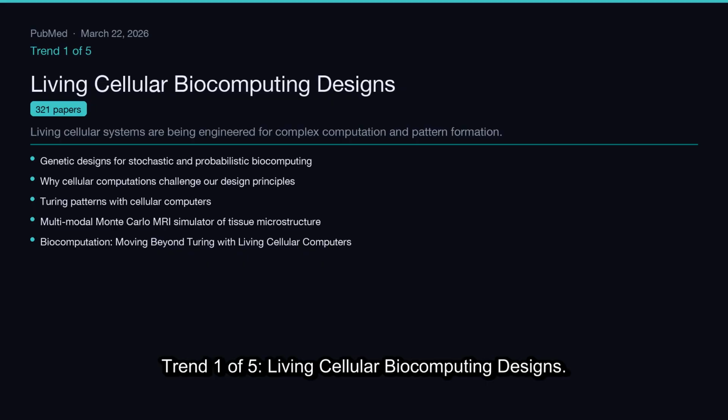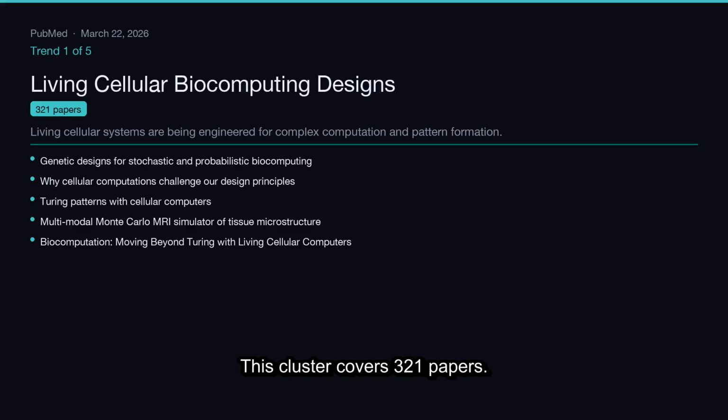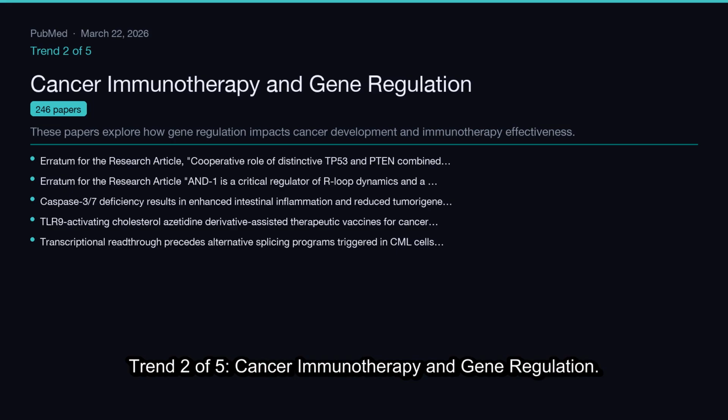Trend 1 of 5. Living cellular biocomputing designs. Living cellular systems are being engineered for complex computation and pattern formation. This cluster covers 321 papers. Representative work includes genetic designs for stochastic and probabilistic biocomputing, why cellular computations challenge our design principles, and Turing patterns with cellular computers.